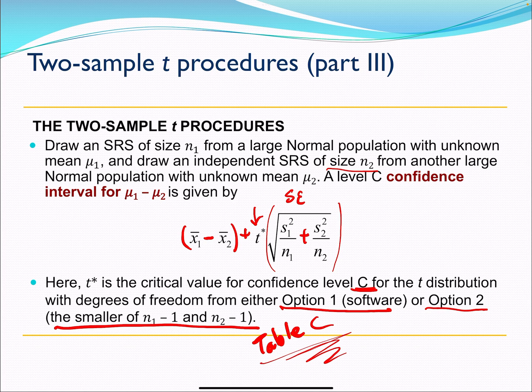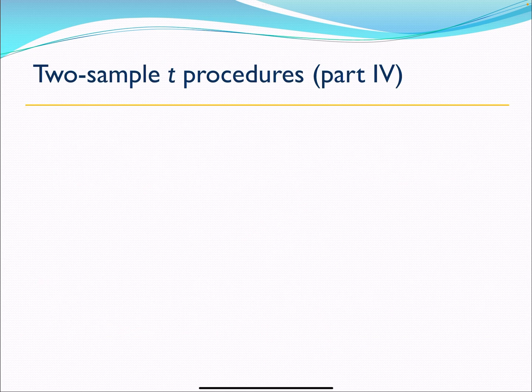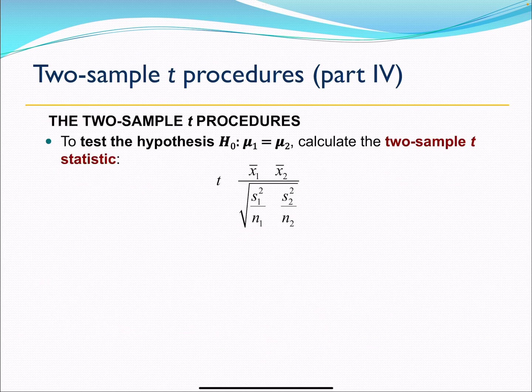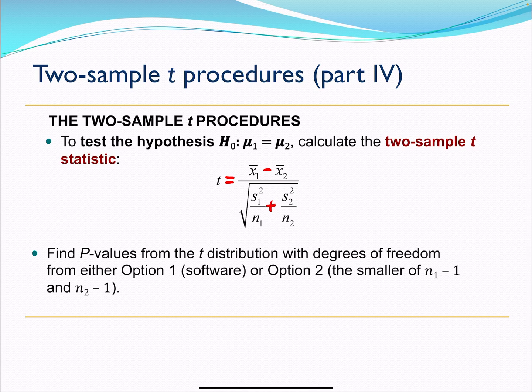So how do we conduct a hypothesis test for two-sample t procedures? So what we're testing is that mu1 equals mu2, and then our t is the difference in means over our standard error. And we find our p-values from the t distribution either using software or by taking our degrees of freedom, the smaller of the two, and then going into table C. So I'm going to end the video here, and the next video is going to have an example and a brief discussion of robustness.